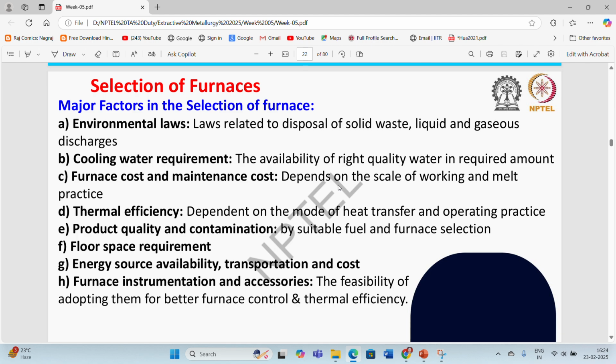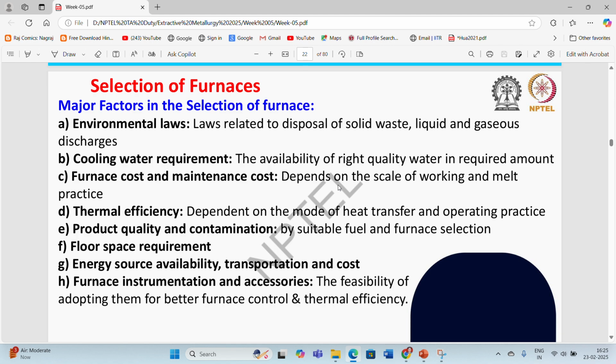Then, when we talk about furnaces, we talk about very high temperatures, so we need cooling water; the availability of the right quality of water in the required amount has to be there. Then furnace cost and maintenance cost are there, depending on the skill of working and melt practices. Then there is thermal efficiency, dependent on the mode of heat transfer and operating practice.